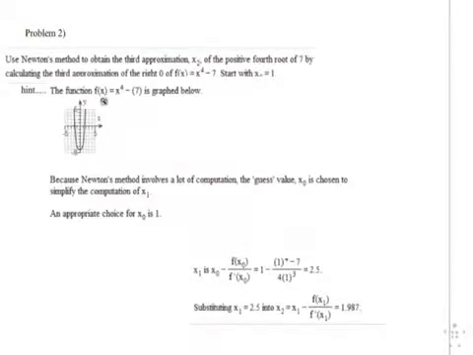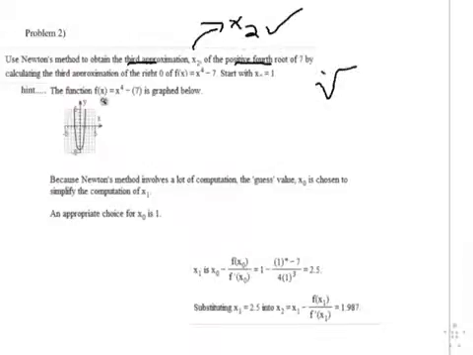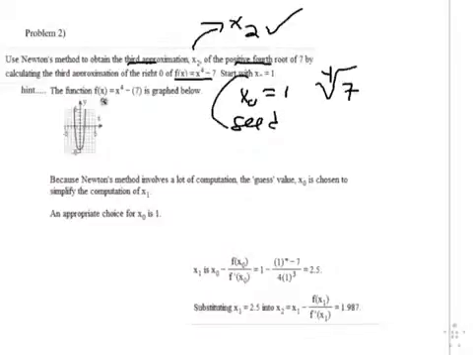Okay, in this next problem, it says use Newton's method to obtain the third approximation, FYI, the third approximation is really x sub 2, of the positive fourth root. So that means the fourth root of 7, positive fourth root, by calculating the third approximation of the right of 0 for f of x equals x to the fourth minus 7. Start with a seed of x naught equals 1. So there's our seed, our initial guess.